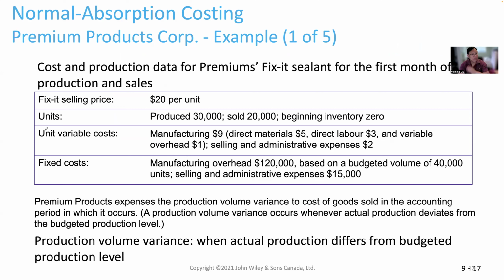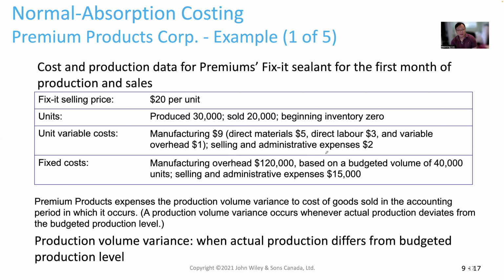So suppose the selling price is $20 per unit. This is the first month of production and sales, so the beginning inventory is 0. For the month they produced 30,000 and sold 20,000. We have some information about the unit variable cost. Variable manufacturing is 9, including direct materials 5, direct labor 3, variable overhead 1. So 5, 3, 1 together make the $9.